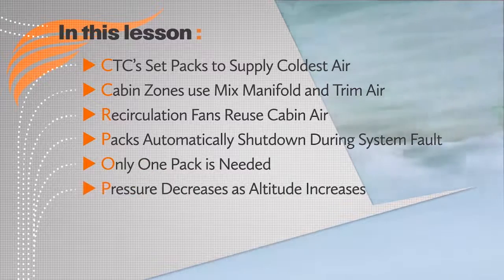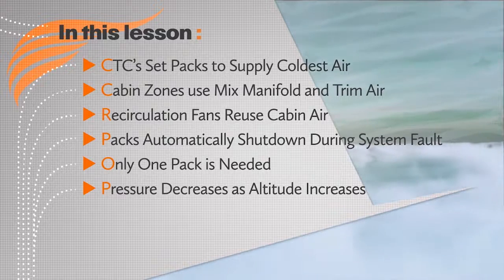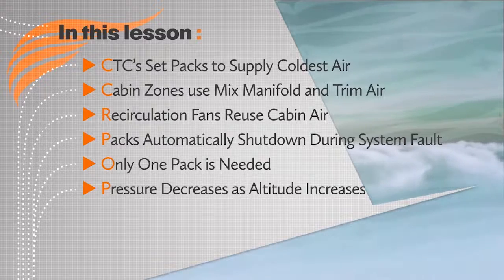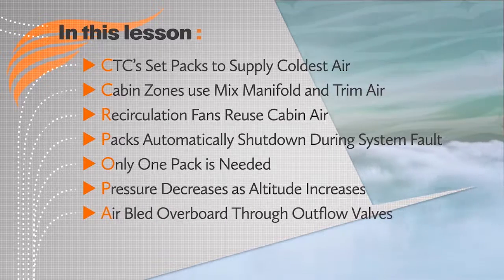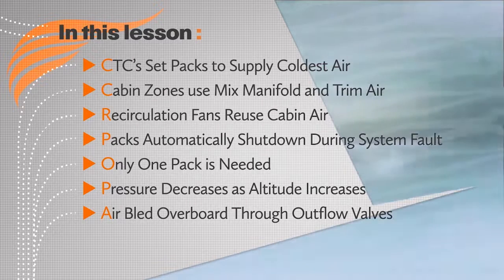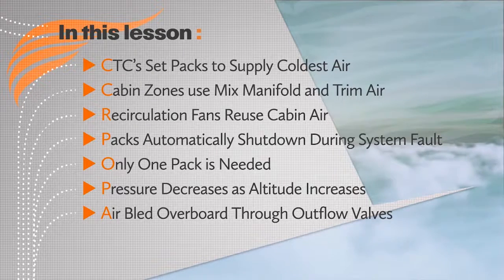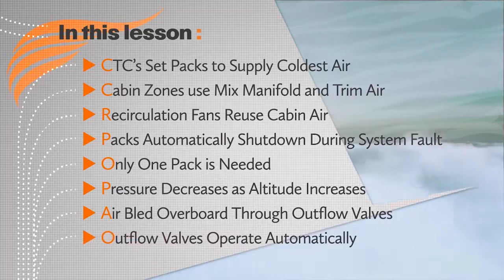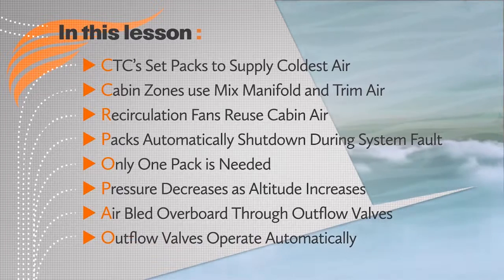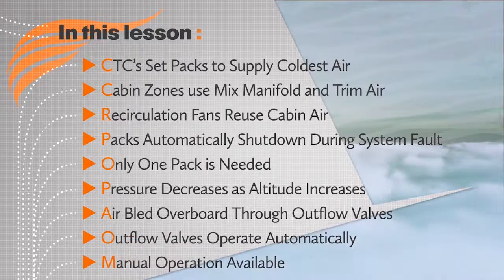As aircraft altitude increases, ambient pressure decreases. Therefore, as cabin altitude increases, cabin pressure decreases. 20% of air is bled overboard from the forward outflow valve, and the remaining 80% from the aft outflow valve. Either outflow valve can adequately maintain the cabin pressurized. Outflow valves are normally operated automatically, following the typical flight profile. Manual control is achieved with cockpit switches.